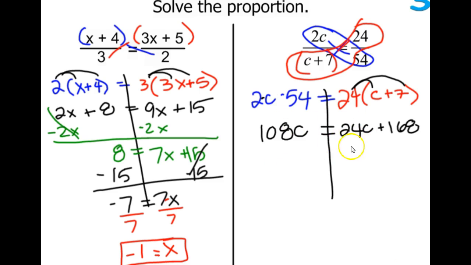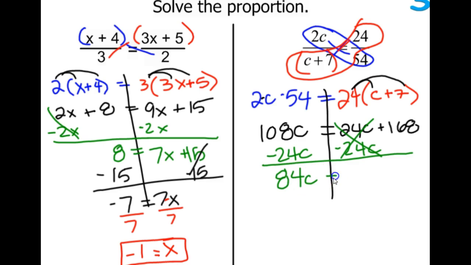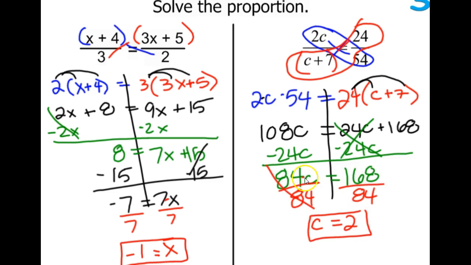So now I want all the c's on the same side. I'm going to subtract 24c over to be with the other c's. If you move the 108, that's fine. I just move the smaller number to keep everything positive. 108 minus 24 gives me 84. And then 168 over here. The opposite of multiply is divide. We're dividing by 84. We get c equals a nice 2. Now I divided by 84 because I wanted c by itself. We're not dividing by 168.